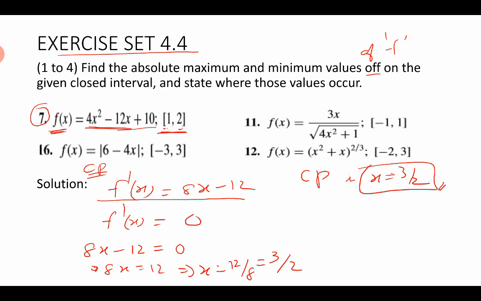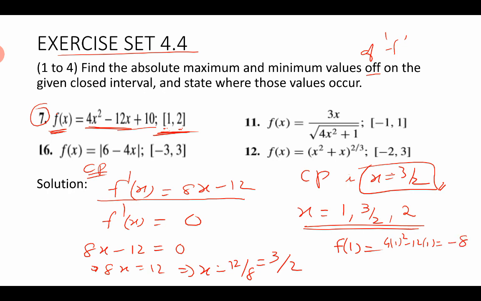So we have three points now at which to find f. What are they? The lower limit is 1, the critical point is 1.5, and the upper limit is 2. At these three points we have to find f and then choose the maximum and minimum. So what is f of 1? Substitute in the given function: 4 into 1 squared minus 12 into 1, which is 4 minus 12, which is minus 8.